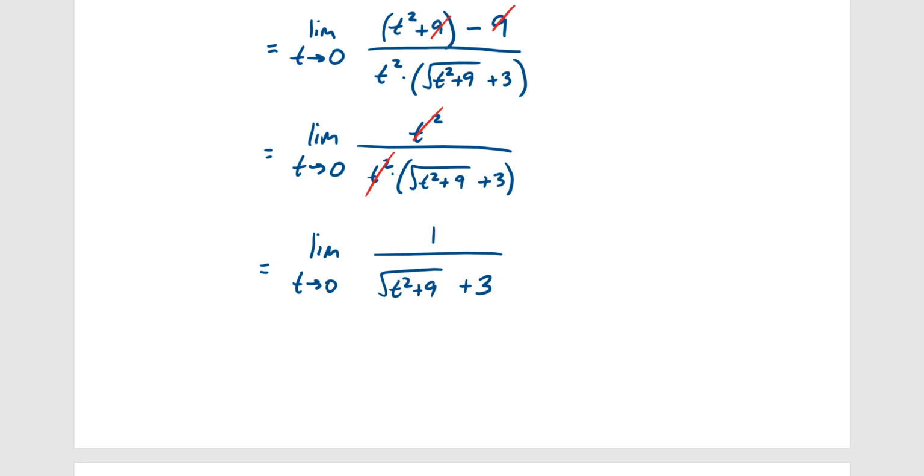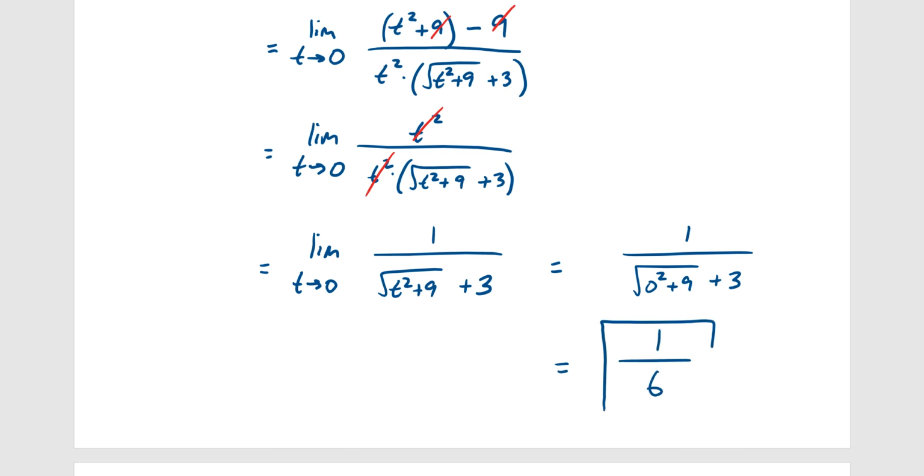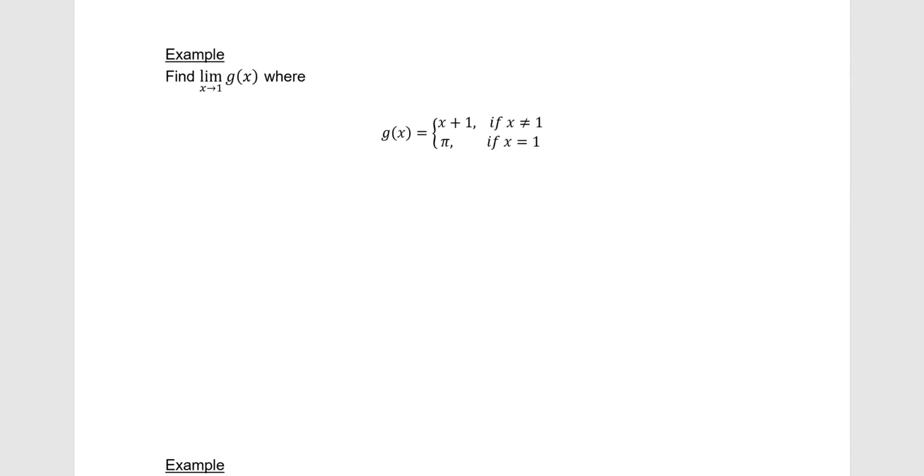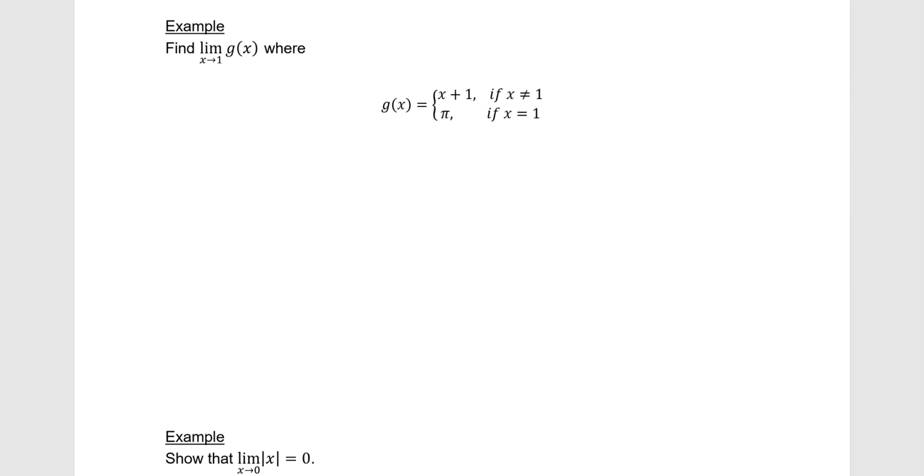Now we can go ahead and plug in our 0. That's going to end up being 1 over the square root of 0 squared plus 9, plus 3. Simplify that, we get 1 over 6. Okay, so those are those two techniques.